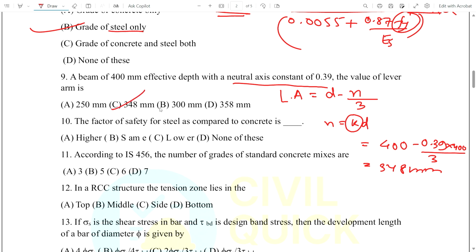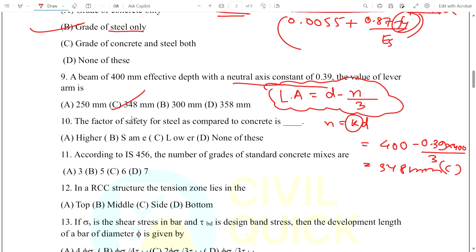Here the options are shuffled. Just see this, option C is the correct answer. As we know, lever arm is the perpendicular distance between the lines of action of the coupling forces, the compressive and tensile forces in the reinforced section. Okay, I will discuss this in detail when I teach you RCC. For the time being, you remember this lever arm formula. These are direct formula based questions asked in your exam.